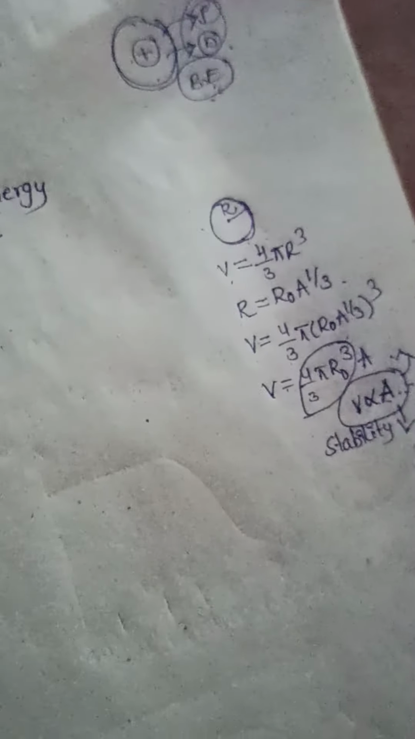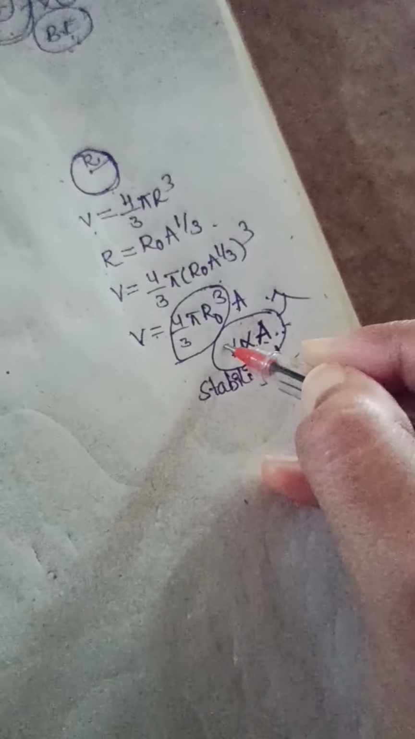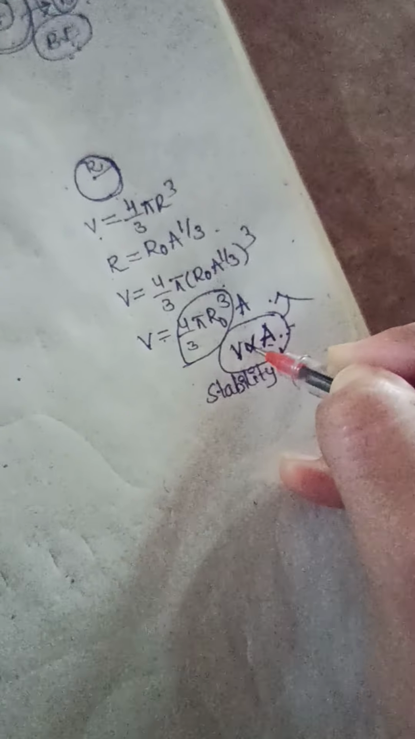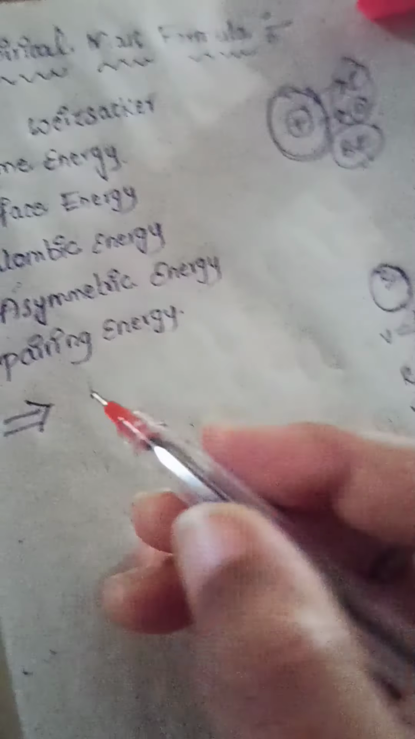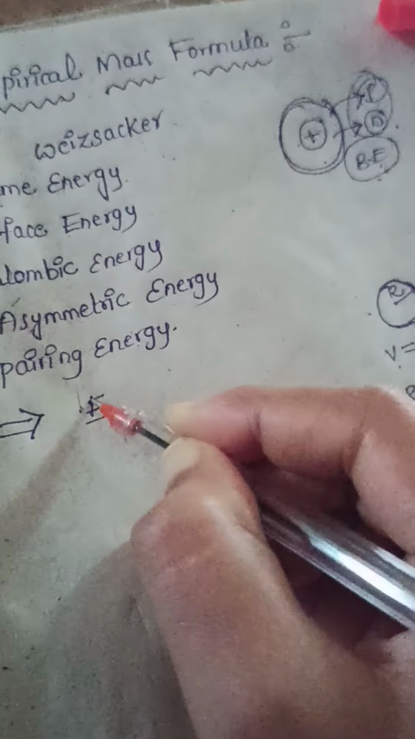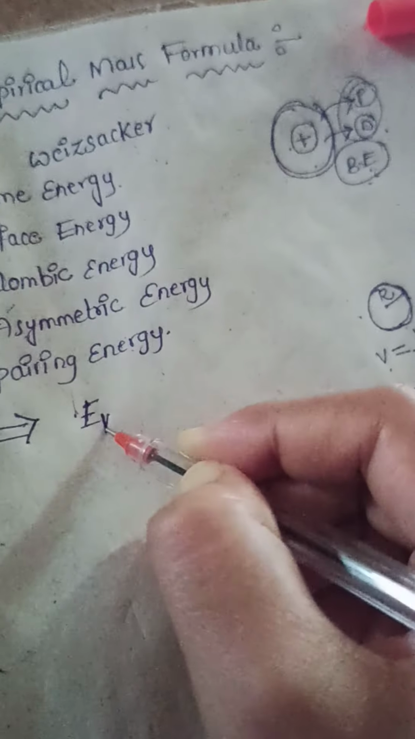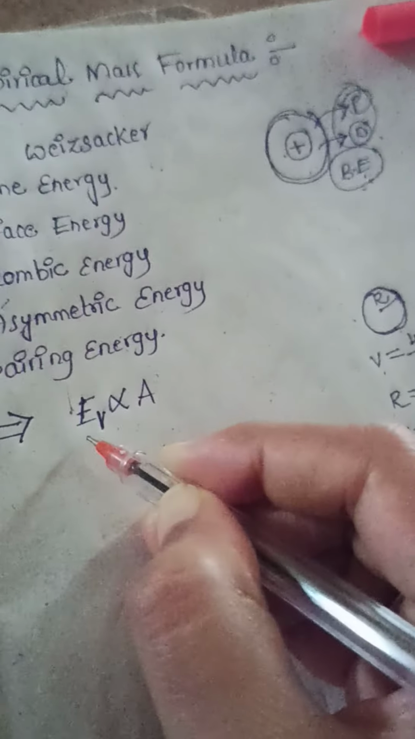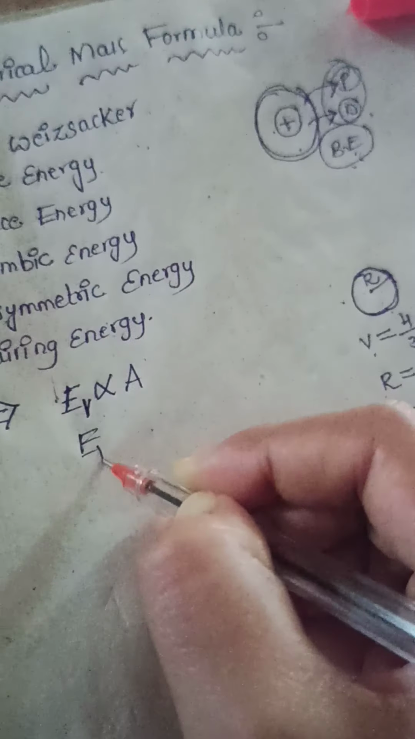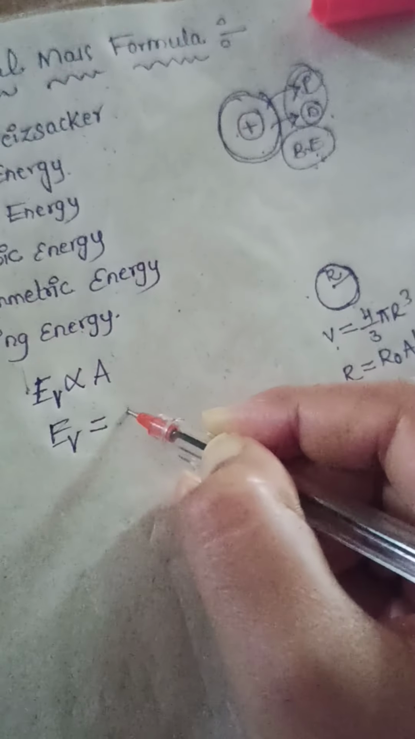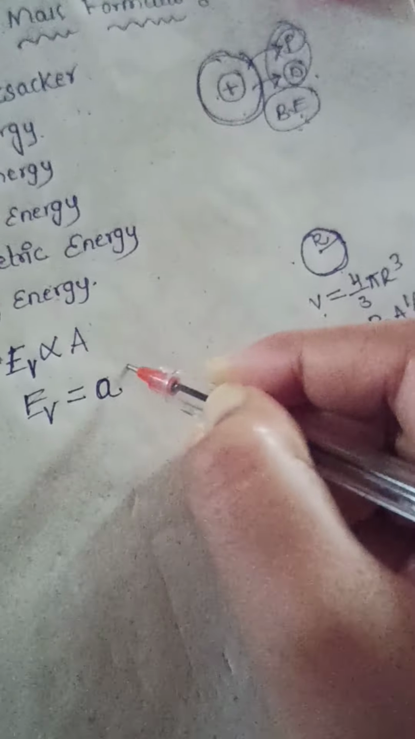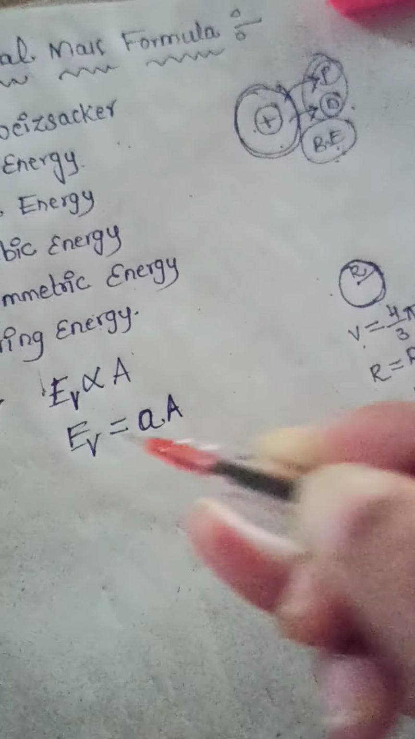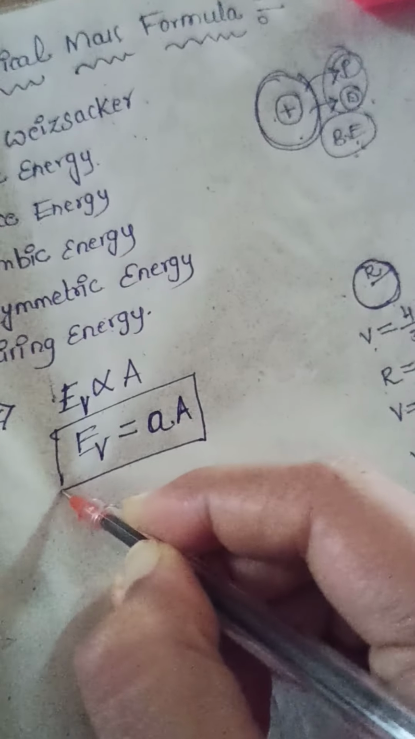Finally, the volume energy term is directly proportional to the mass number. The volume energy term is denoted by EV. EV is directly proportional to A. If I remove the proportionality, EV equals a into A, where a is the proportionality constant and A is our mass number. This is the volume energy term.